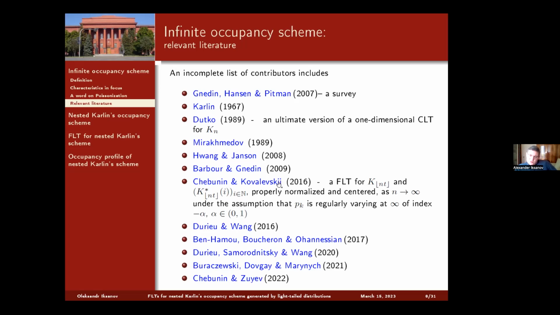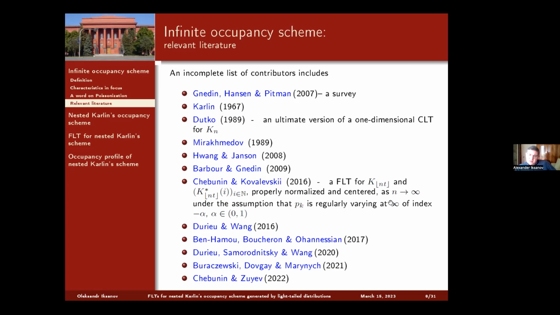Iksanov, Kabluchko and Kotelnikova proved a functional version of Dutko's result. Here it's assumed that the hitting probabilities p_k are regularly varying at infinity of some index from the open interval (-1, 0). The number of balls thrown is n times t, and only n is then sent to infinity, and the scaling limit turns out to be a self-similar Gaussian process. Although a functional limit theorem for small counts wasn't stated in the paper, it can be derived from the results.